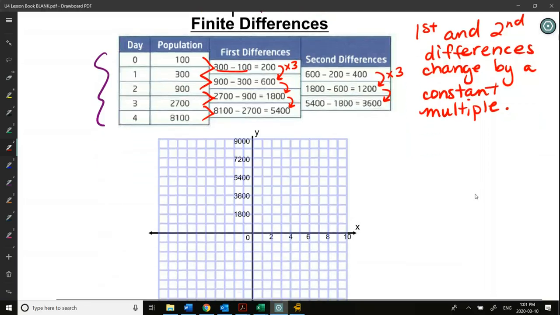Okay, so we're going to plot these. I'm not going to plot day 5 because that gets really high and is off our graph here. But we're going to plot these points: 0, 100, it's about down here somewhere; 1, 300; 2, 900; 3, 2700; and 4, 8100. Okay, so here's our graph.